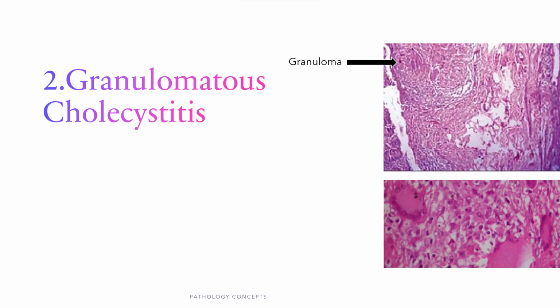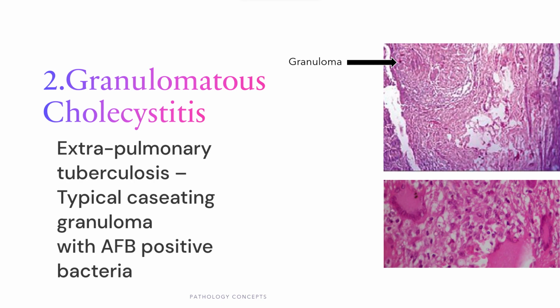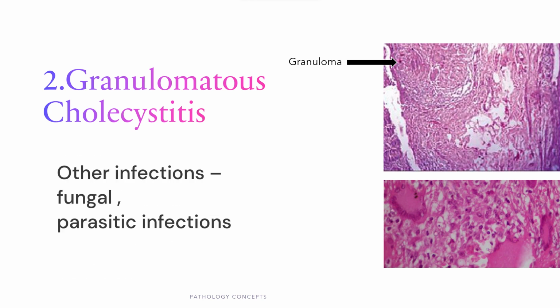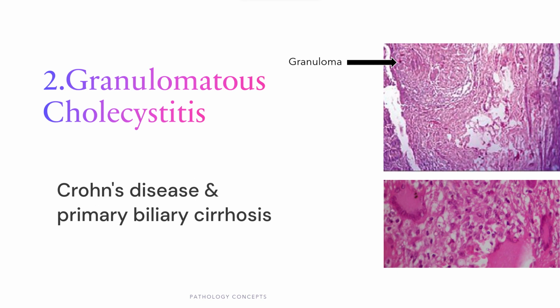Next is granulomatous cholecystitis. In extrapulmonary tuberculosis, a typical caseating granuloma with AFB positive bacteria can be identified, but this condition is rare. Other infections associated with granulomatous cholecystitis are fungal and parasitic infections. Conditions like Crohn's disease and primary biliary cirrhosis are also associated with granulomatous cholecystitis.